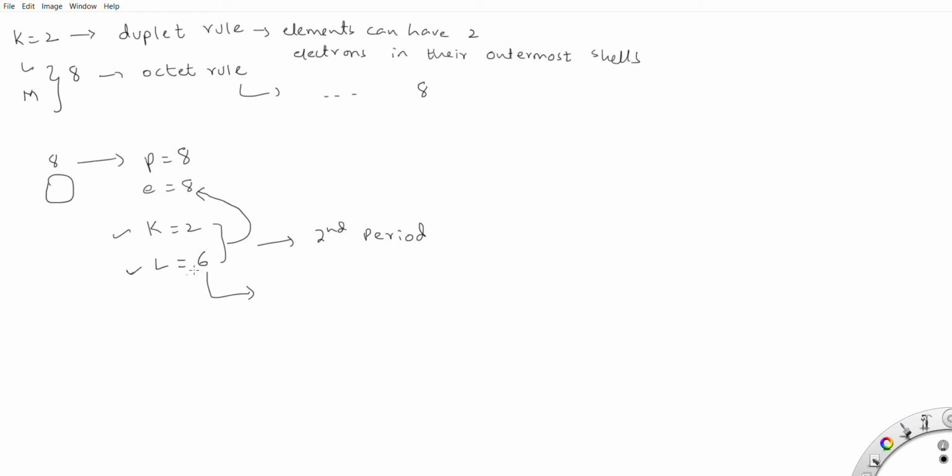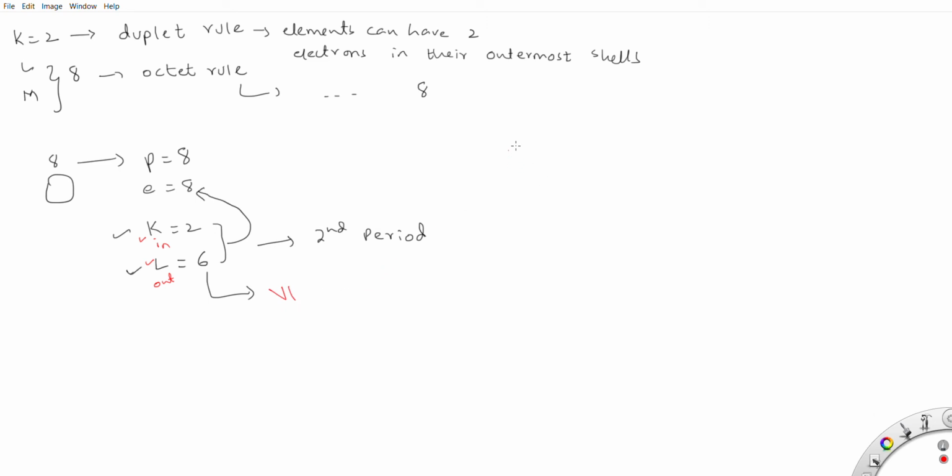Now when I say outermost shell, this needs to be clearly understood. See, it has two shells, 1 and 2. So this is the inner shell and this is the outer shell. So the outermost shell is basically the L shell. Since it has 6 electrons, it is placed in group 6 of the periodic table.